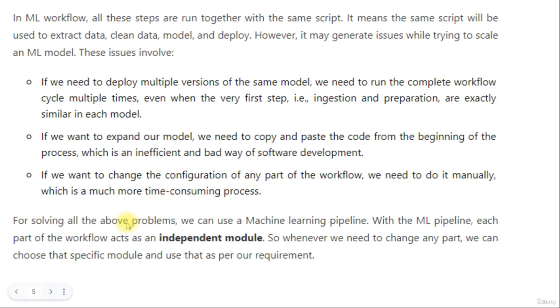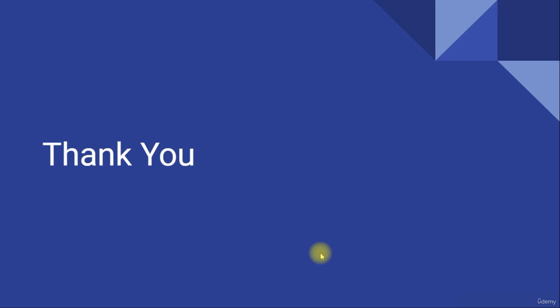So for solving all the problems, we use a machine learning pipeline. With the ML pipeline, each part of the workflow acts as an independent module, and so whenever we need to change any part, we can choose that specific module and work as per our requirements. So I hope you are very clear with the basic understanding of ML pipeline and why we use it and how it is more efficient than the standard workflow. Now let's move to the Jupyter notebook and I'll show you the practical implementation.